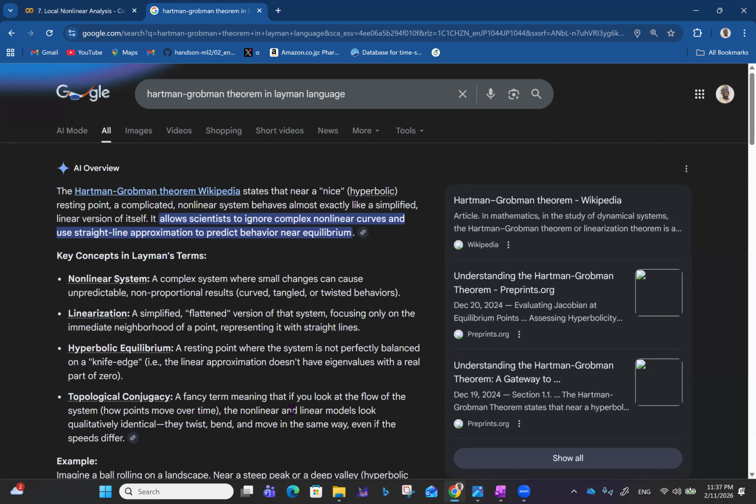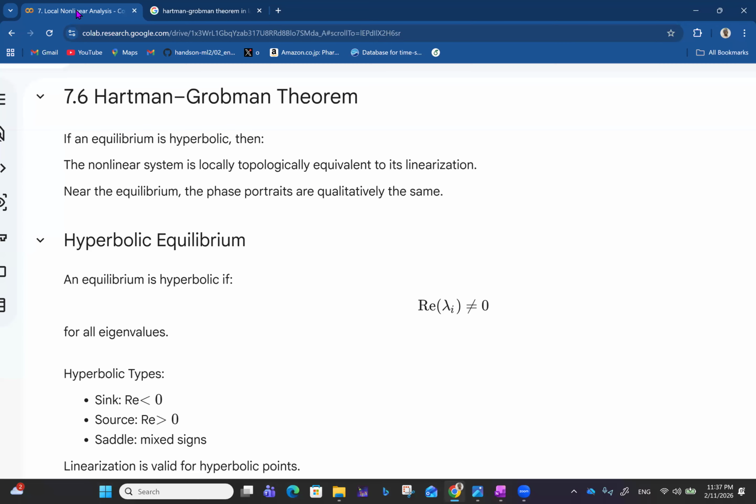Then topological conjugacy. This is a fancy term meaning that if you look at the flow of the system, how points move over time, the nonlinear and linear models look qualitatively identical. They twist, bend, and move in the same way, even if the speeds differ. So this is a kind of justification for linearizing nonlinear systems. So it means that when you linearize a nonlinear system, the result you get from it is not too far from what you get normally, even if you don't linearize.